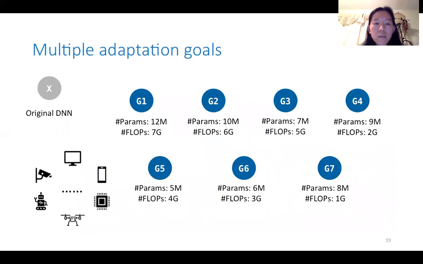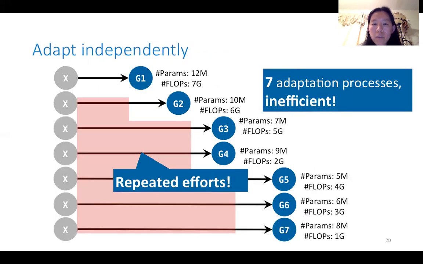Now, let's say you want to adapt the original DNN to a number of devices represented on the lower left. So you can describe this in terms of number of parameters to describe the model size, or the number of flops to capture the resource constraints. Now, if you were to deal with these 7 goals independently, there are actually a lot of repeated steps. So doing them individually is very inefficient.